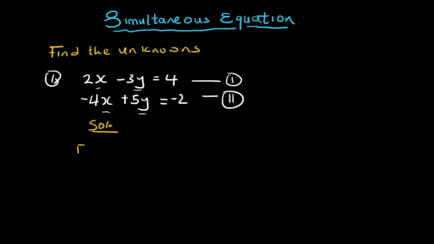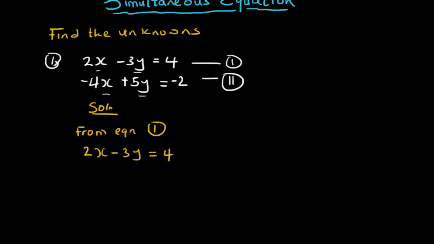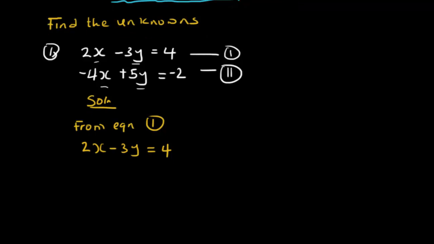So I can have, from equation one, 2x minus 3y equals 4. Now remember, you want to make one of the variables the subject of the formula. So minus 3y goes to the other side, so I'll be having 2x equals 4, and when minus 3y moves to the other side, it becomes plus 3y. Now, please don't add these two things, you can't add them up. What we want to make the subject of the formula is x, not 2x. So, to make x the subject of the formula, we divide both sides by 2.